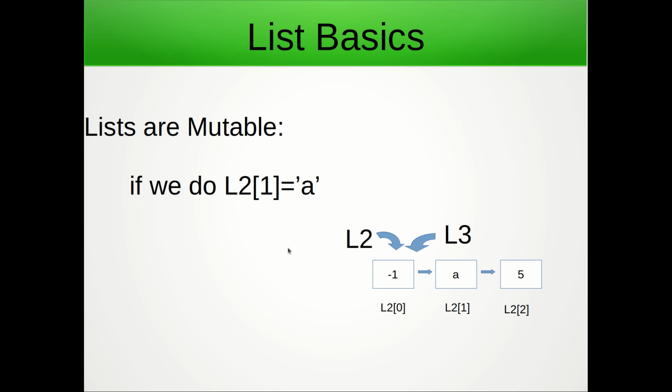So if I change one of the values in list L2 and change this value to now contain a character A or a string A, then L3 is also changed. Because lists are mutable, I don't do what I did before of making a new list with the new values and then pointing L2 there. L2 is still pointing where it was pointing, and because of that, L3 has also been modified.